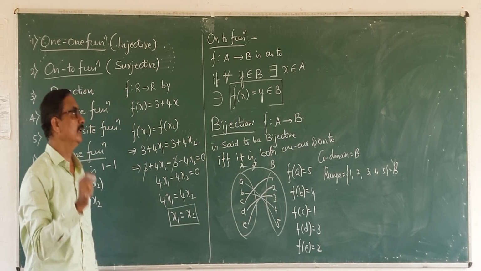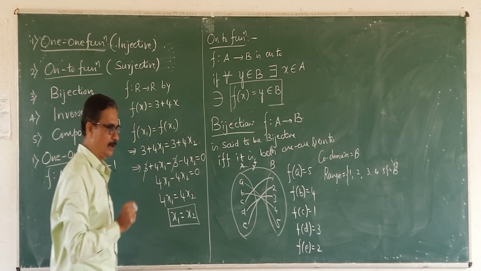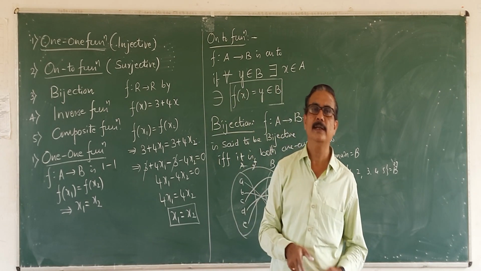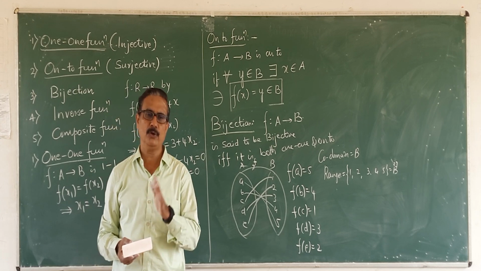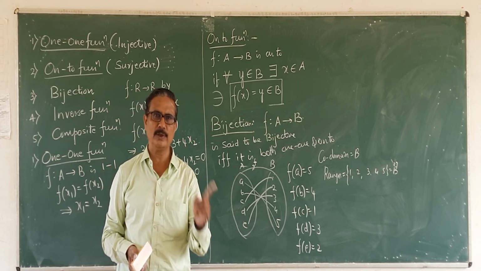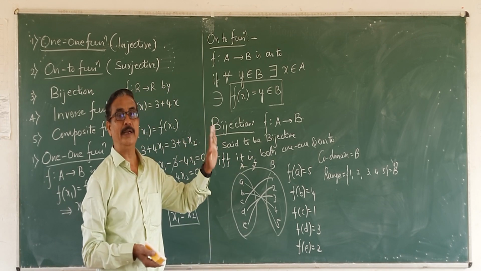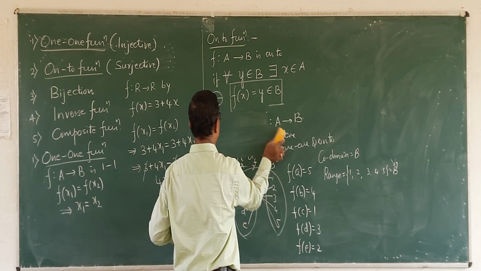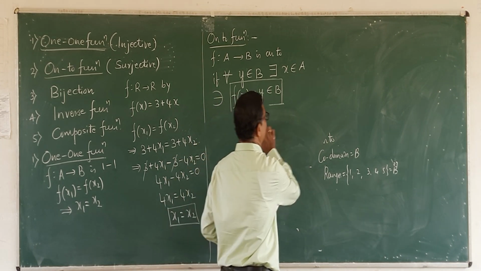So definition: define bijective function or bijection. Remember, a function f from A to B is said to be a bijective function or bijection if and only if it is both one-one as well as onto. It must be one-one and onto. If both are satisfied, then it is said to be a bijective function. Clear students? Okay.